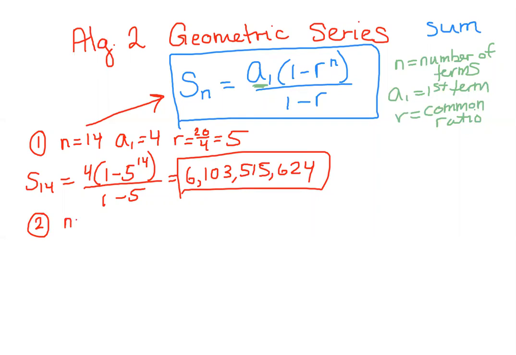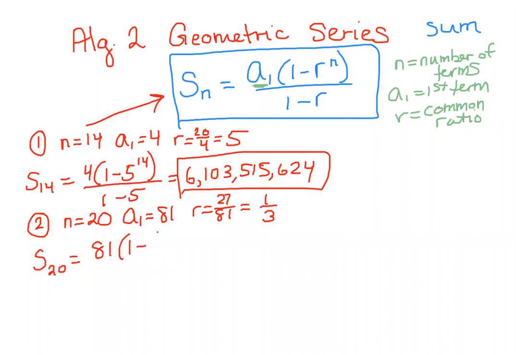So let's look at number 2. We're looking for n equals 20. A1 is 81, and r is 1/3. So S20 is a1 times 1 minus 1/3 to the 20th power over 1 minus 1/3. And if you put all this in your calculator, you should get 121.5.